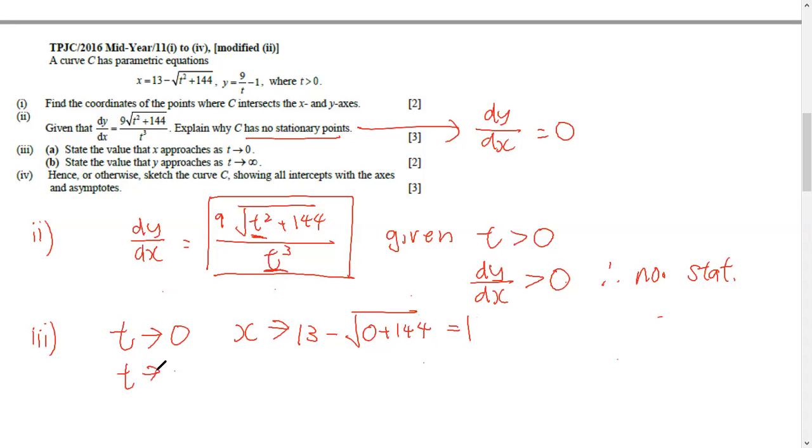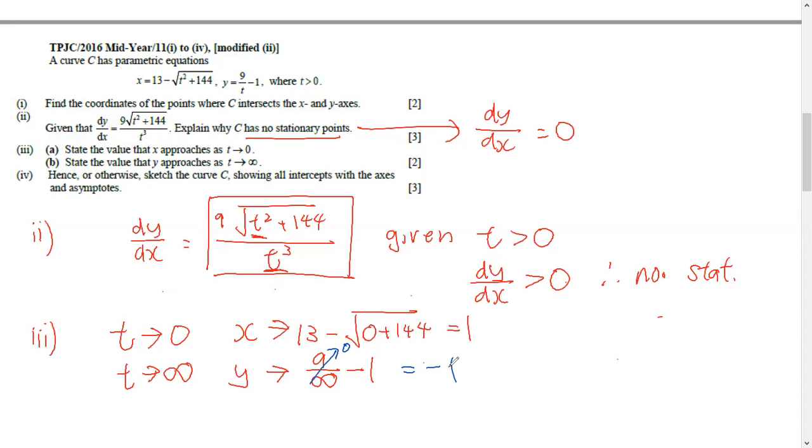when t approaches infinity, what is the value for y? When t approaches infinity, the value for y will approach, supposedly, you're not supposed to write this, but I'm just going to write it down for the sake of teaching: 9 over infinity minus 1. So 9 over infinity here, you should be able to know that this is 0. So this is minus 1.